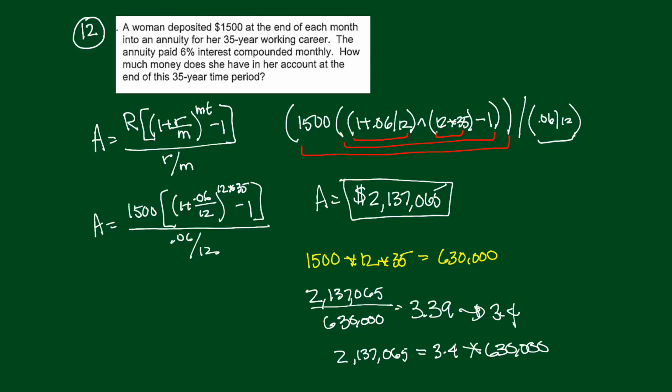So if she just puts this $1,500 in a box or in a non-interest bearing account at the end of every month, leaves it there and keeps doing it for 35 years, she'd have $630,000. But if she invests it and can get a guaranteed investment at 6% compounded monthly, she's going to make about 3.4 times as much money.